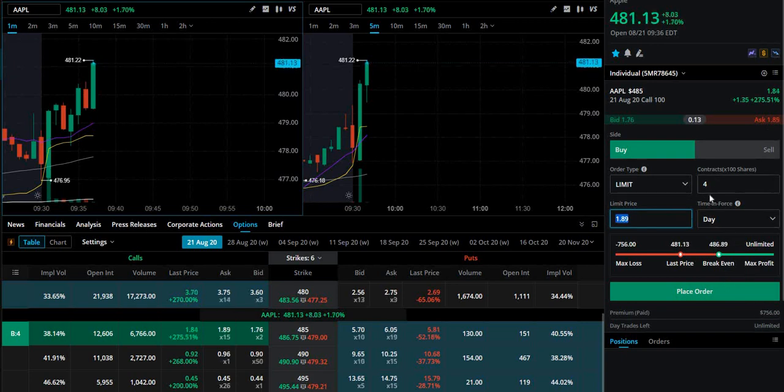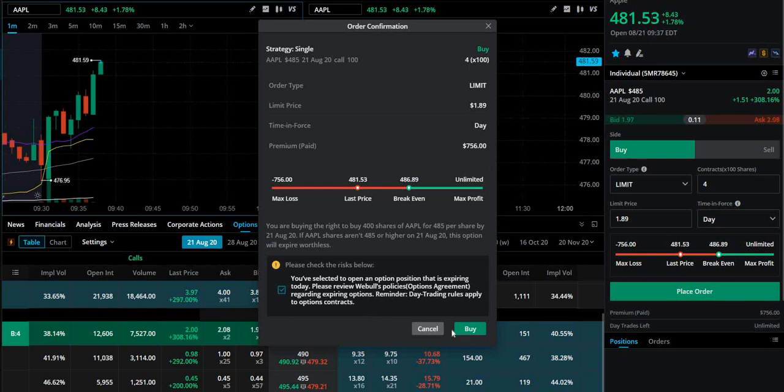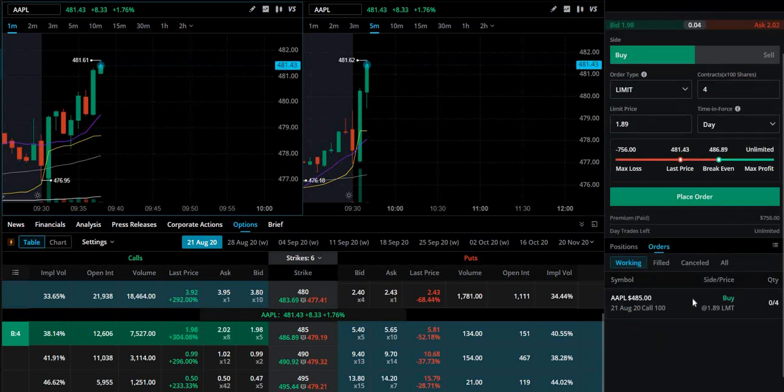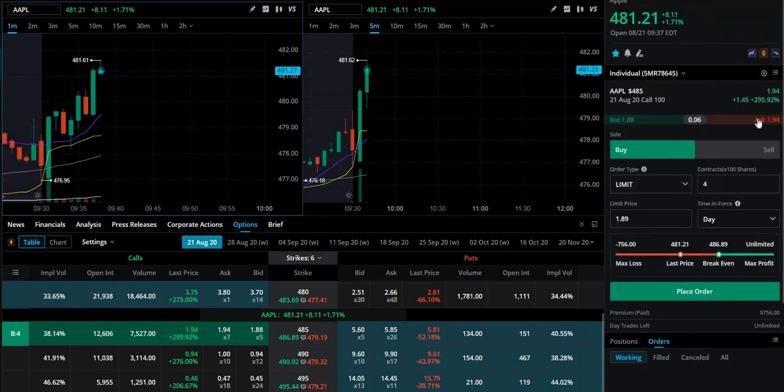750. It's already too expensive for 4 contracts. See if I can get 4 in right here. No, I missed that. 89. Cancel. $1.94. See, it's fighting right here. See, it's too expensive now. 204. Man, these things go up really fast.